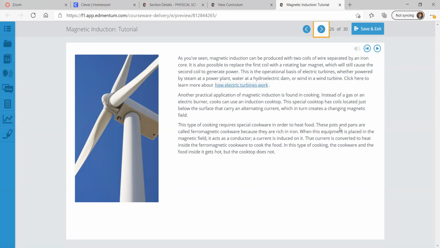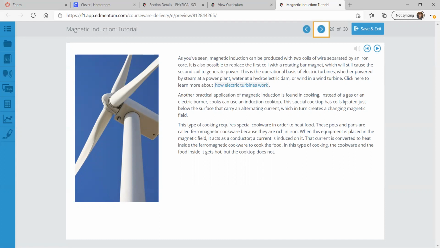Another practical application of magnetic induction is found in cooking. Instead of a gas or an electric burner, cooks can use an induction cooktop. This special cooktop has coils located just below the surface that carry an alternating current, which in turn creates a changing magnetic field. This type of cooking requires special cookware in order to heat food. These pots and pans are called ferromagnetic cookware because they are rich in iron.